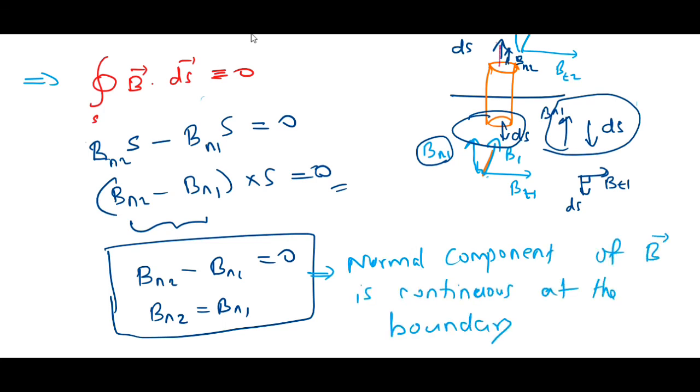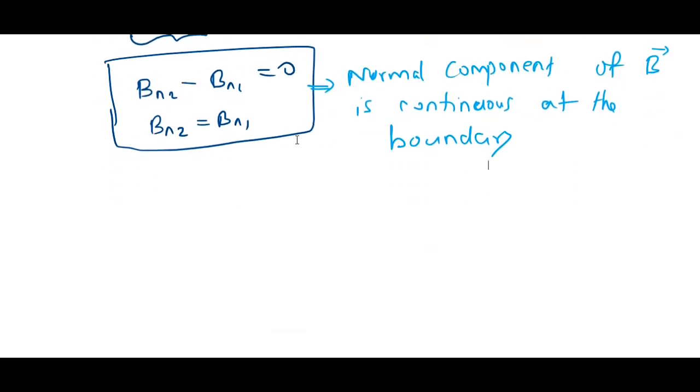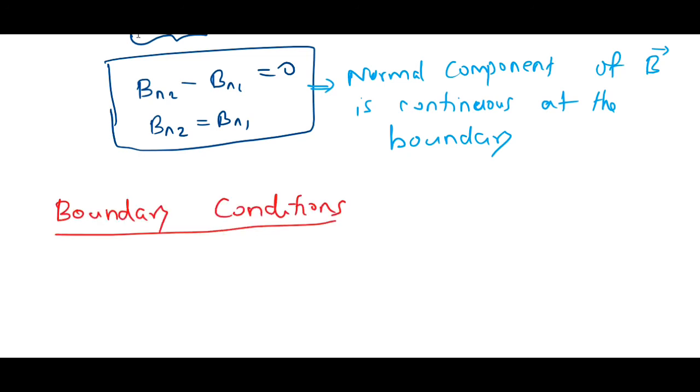Okay, these are all the four Maxwell's boundary conditions. If we write together, let us collect the boundary conditions and their physical meaning. The first boundary condition is E2t minus E1t equal to 0. That is, the tangential component of E is continuous.